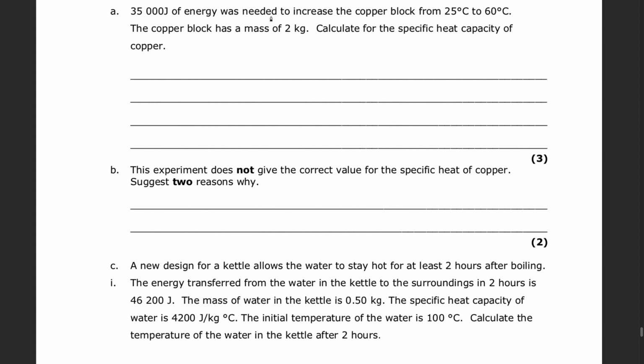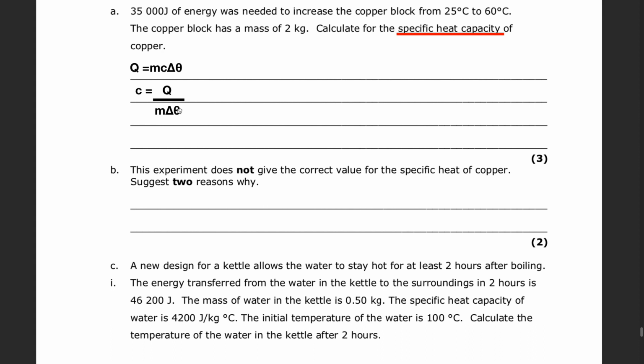35,000 joules of energy was needed to increase the copper block from 25 degrees Celsius to 60 degrees Celsius. The copper block has a mass of 2 kilograms. Calculate the specific heat capacity of copper. We should start off by writing the equation for heat energy, which is Q equals mc delta theta. Now the question has asked us to find the specific heat capacity, which, let me remind you, is represented by the letter C in the middle. So to get C subject of the formula, we have to move the m and the delta theta over to the other side. So that would look like C equals Q divided by m delta theta.